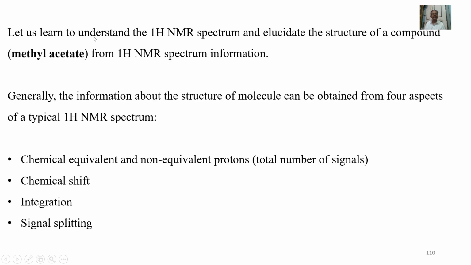Let us learn to understand the proton NMR spectrum and elucidate the structure of a compound, for example, methyl acetate, from proton NMR spectrum information. Generally, the information about the structure of a molecule can be obtained from four aspects of a typical proton NMR spectrum: chemical equivalent and non-equivalent protons, that is, the total number of signals; the second is chemical shift; the third is integration; and the last is signal splitting pattern.